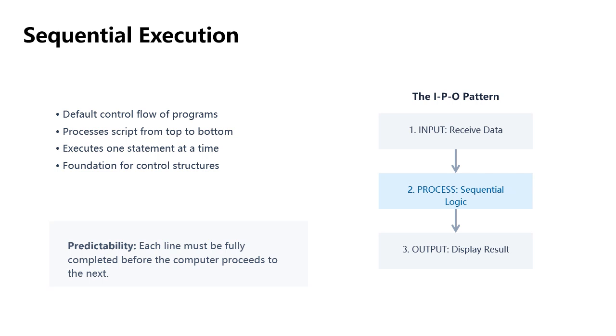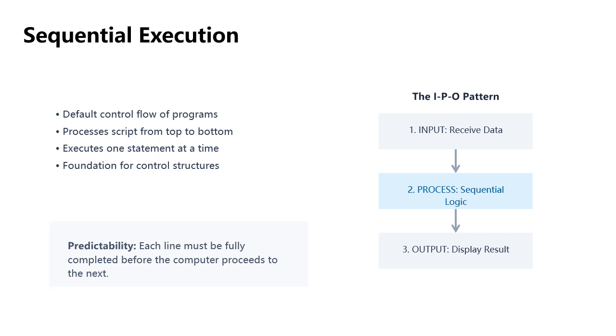This brings us to a vital concept, predictability. Because each line must be fully completed before the next one begins, we can always predict exactly what state the program will be in at any given step. There are no surprises in a purely sequential flow.